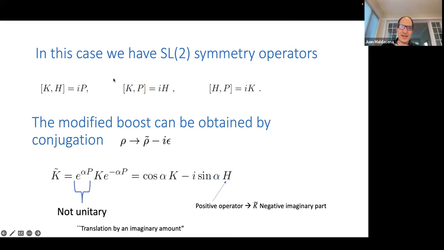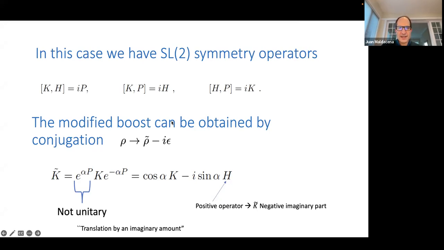They don't obey quite the Poincare algebra, they obey the SL2 algebra. So this is something that we have in SL2, but not in the Poincare algebra, but we're using this Poincare notation because that's how the generators act near the horizon.